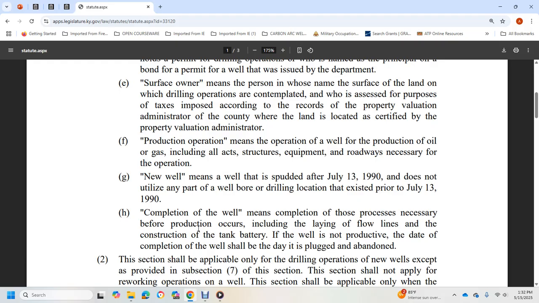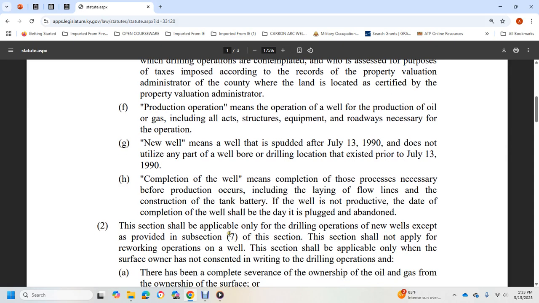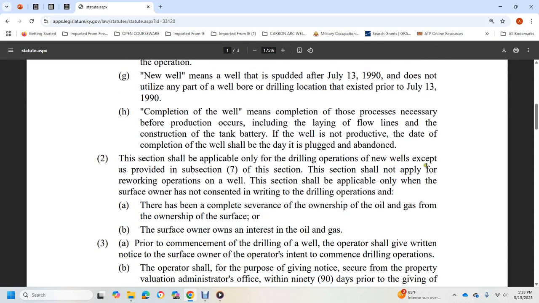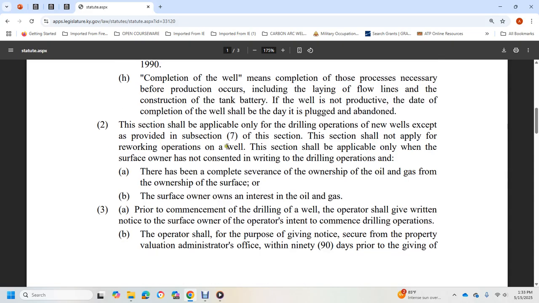Completion of the well means the completion of the process necessary before production occurs, including the laying out of the flow line and the construction of the tank battery. If the well is not productive, the day of completion shall be the day the well is plugged and abandoned. This section shall be applicable to the drilling operation of new wells, except that subsection 7 of the section shall not apply to the reworking of the well.